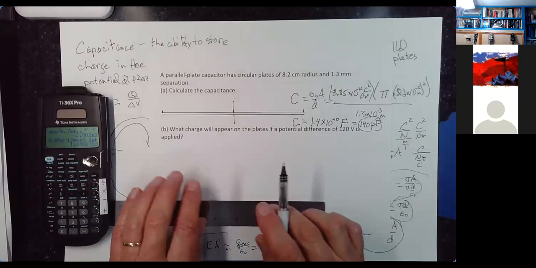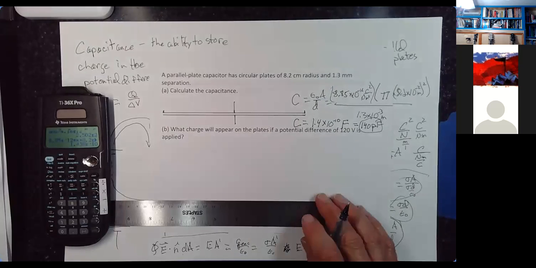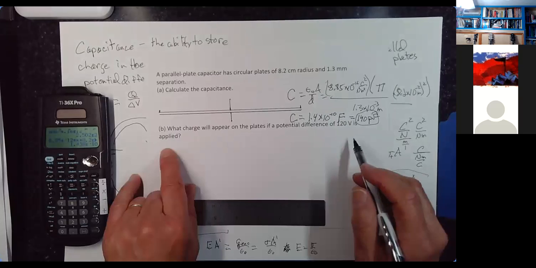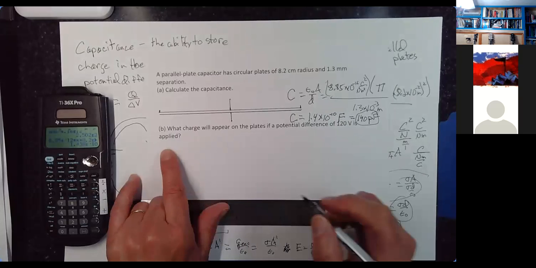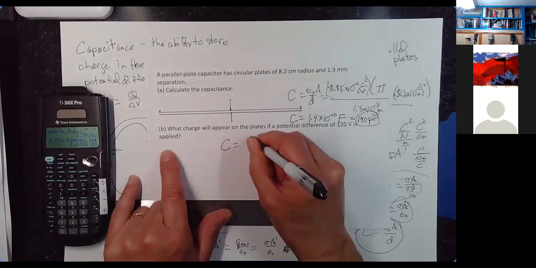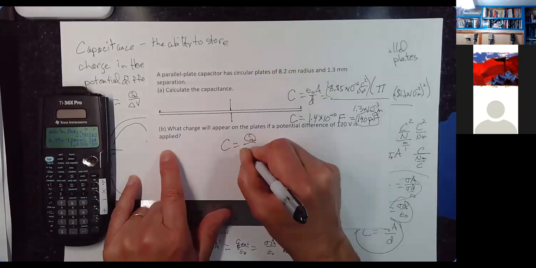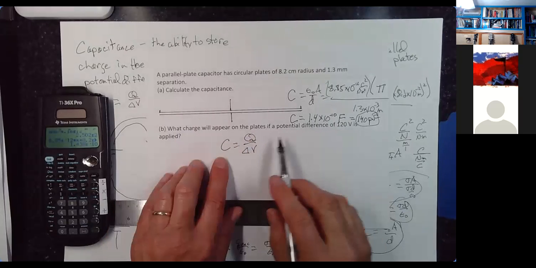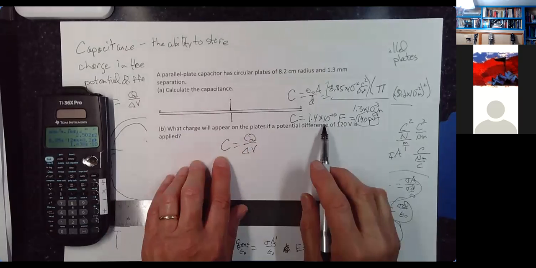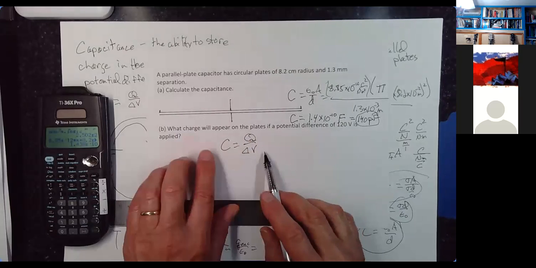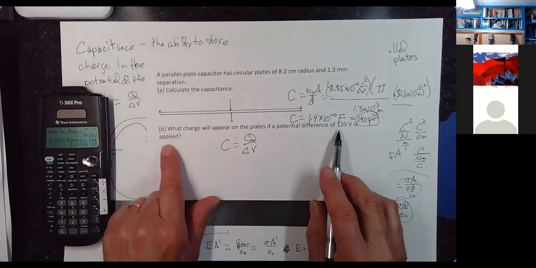Now, this thing asks, what charge will appear on the plates if a potential difference of 120 volts is applied? Well, the capacitance is the charge per unit potential difference. And so we know what the capacitance of this thing is now. We just have to multiply by the potential difference that they're talking about, 120 volts.